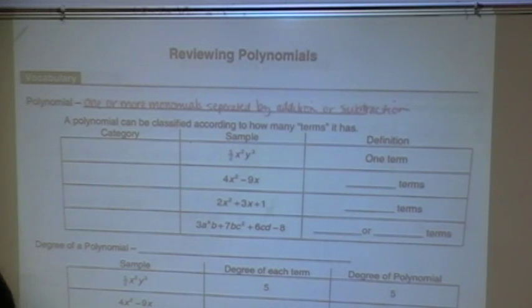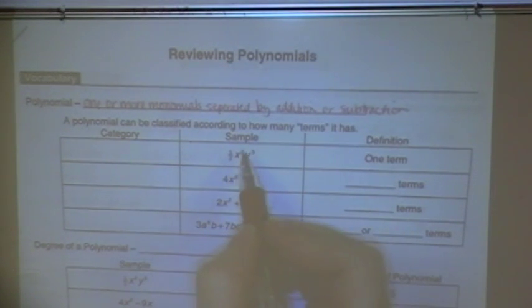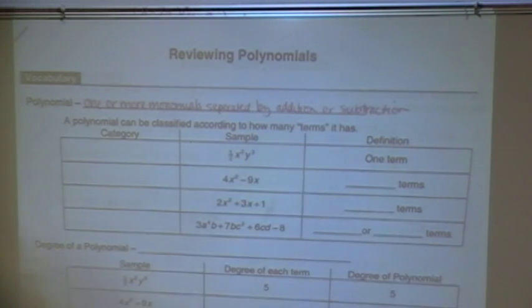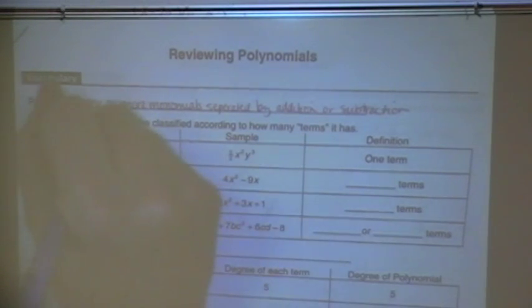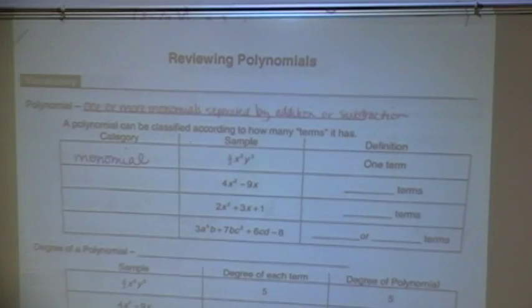A polynomial can be classified according to how many terms it has, or really, how many monomials it includes. So this is the one we talked about yesterday. One term. This is all one piece because there's no addition or subtraction. It can all be connected by multiplication or division. This is one piece. It's called a monomial. Mono meaning one, because that's all one number.